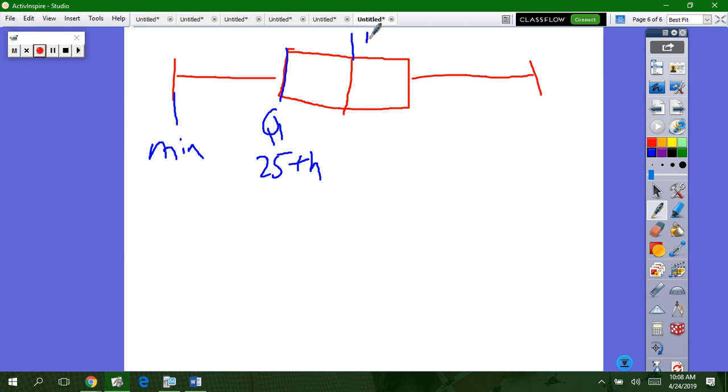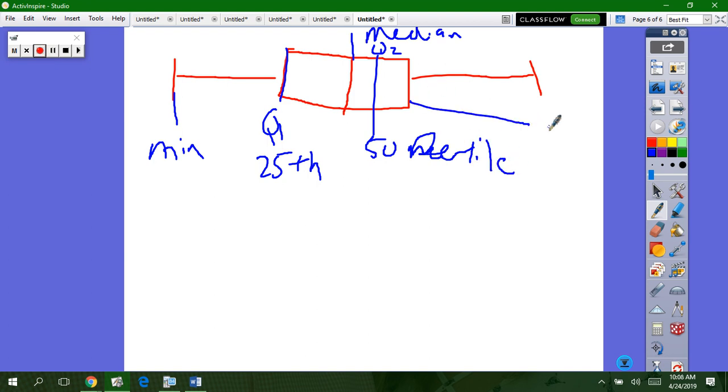This is the median. Can anybody tell me another name for the median? Quartile 2, that's a great name. What's another name then? The 50th percentile. That means 50% is above it and 50% is below it. Does that make sense? Okay, what does this represent? That means quartile 3, which is the 75th percent data, and this represents the max.